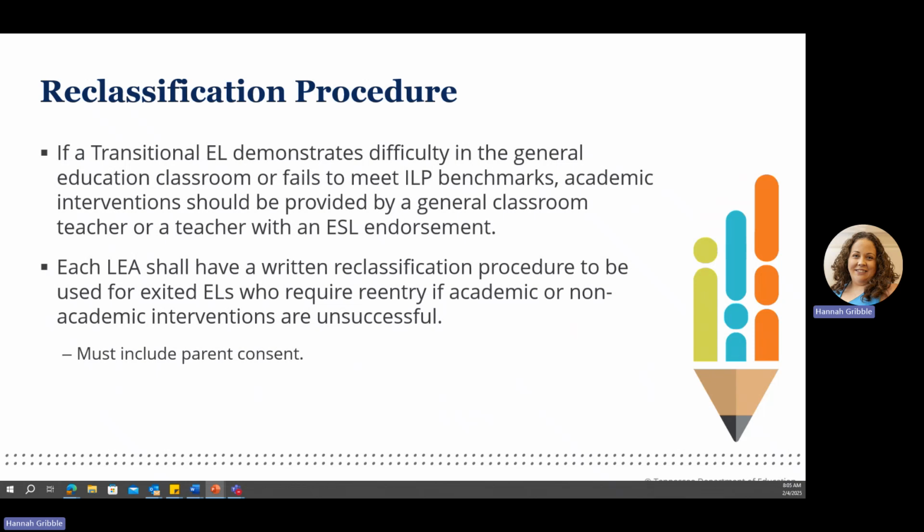If a transitional EL demonstrates difficulty in the general education classroom or fails to meet ILP benchmarks, academic interventions should be provided by a general classroom teacher or a teacher with an ESL endorsement. Each LEA shall have a written reclassification procedure to be used for exited ELs in transition who require re-entry if academic or non-academic interventions are unsuccessful. This reclassification procedure must include parent consent.